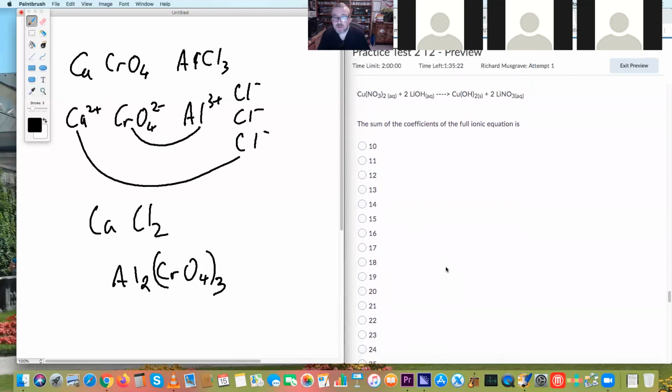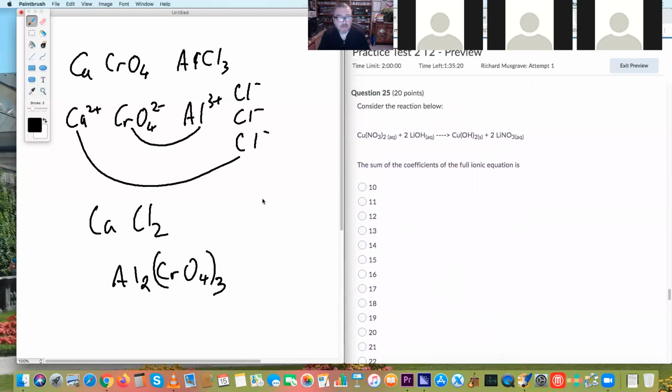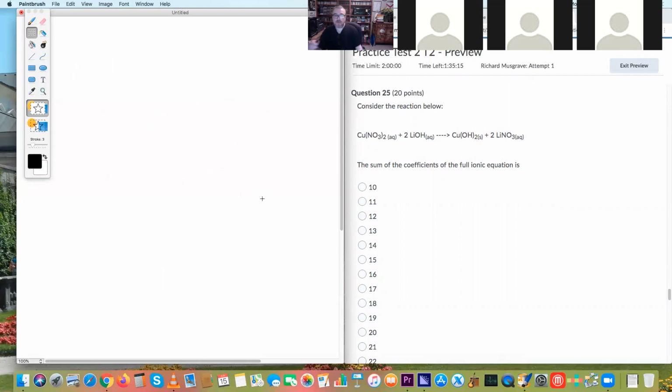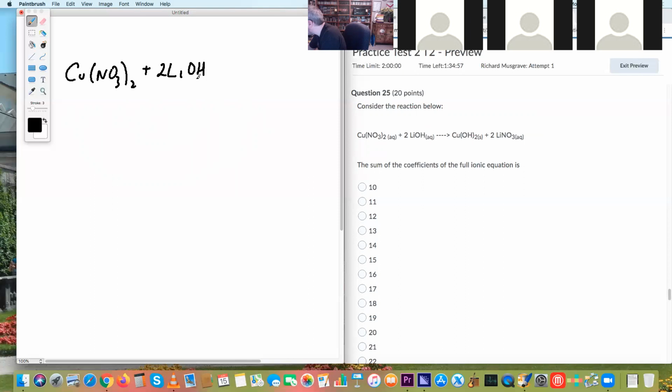Lara, let's look at full ionic equations. This is one that usually people have a good deal of hassle with. But again, we're just extending the same kinds of concepts as we've been working on. So let's have a look. We've got Cu(NO3)2 plus 2 LiOH gives Cu(OH)2 and LiNO3.